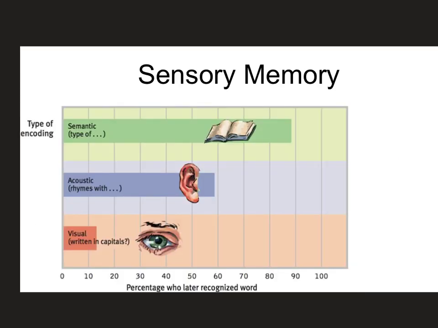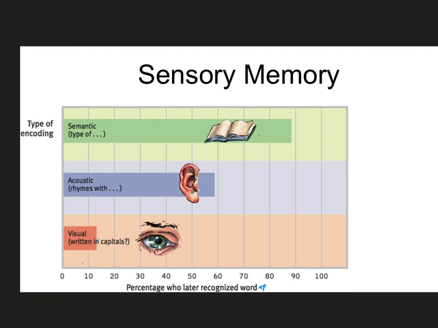This I just thought was super interesting. Semantic is reading. It is a type of sensory memory. What they found when they studied people who recognize a word is that just doing it visually, only about 10% would recognize it. If you listen to it, about 60%. If you read it, it's closer to 90%.